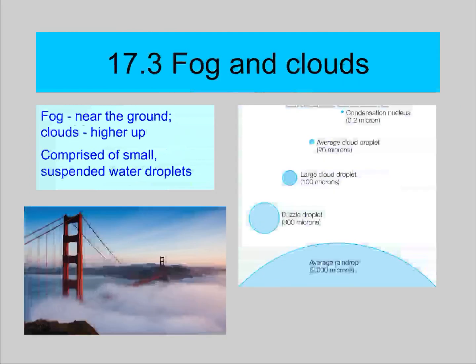So fog and clouds are two types of features that are formed because of water vapor. The difference between fog and a cloud is that fogs originate near the ground, whereas clouds are higher up, but they're both comprised of small suspended water droplets. So they have that in common, but their locations are different.